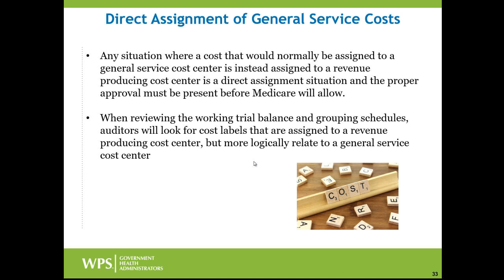If they find things like this, the first thing they would do is ask questions, ask for clarification. They'd look at how something was treated in the prior year, what approvals were granted, and ultimately, based on the findings, they're either going to allow it as direct assignment if it was approved and it was documented, or it's going to be regrouped or reallocated, reassigned, I should say, to the general service cost center that it most logically relates to, and it'll be stepped down from there.